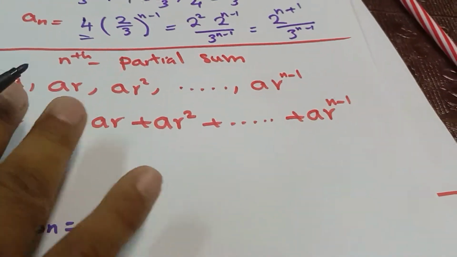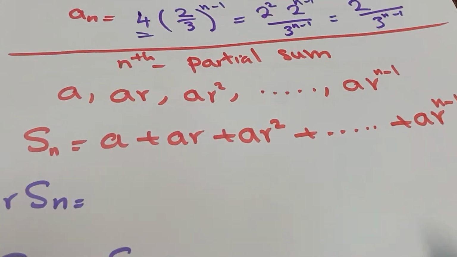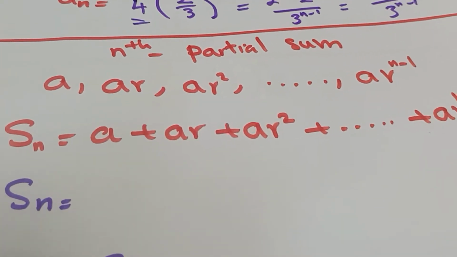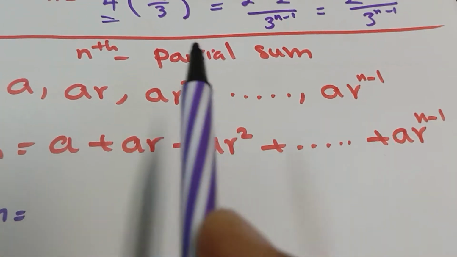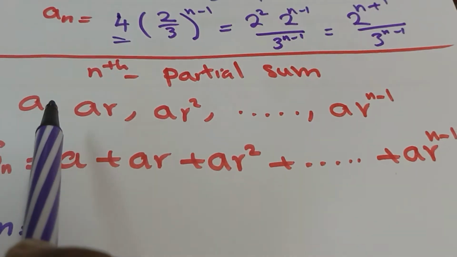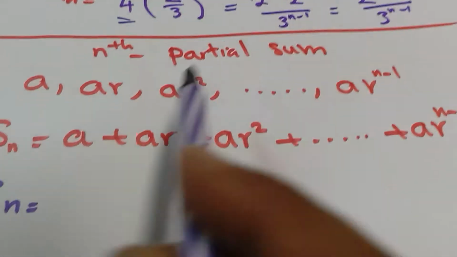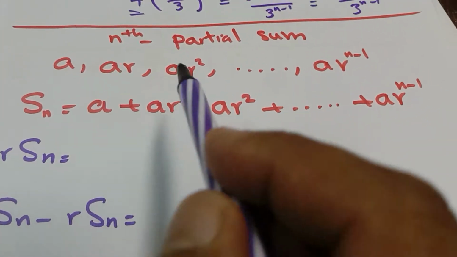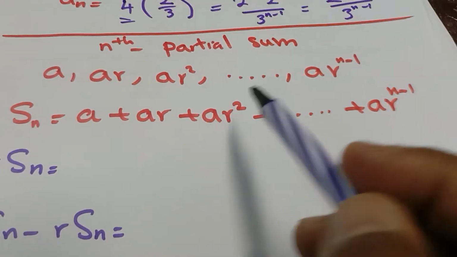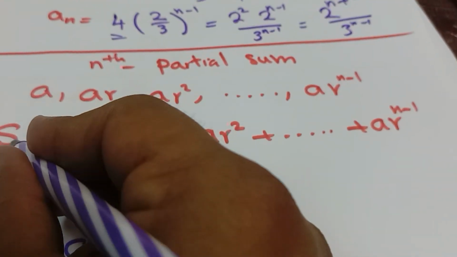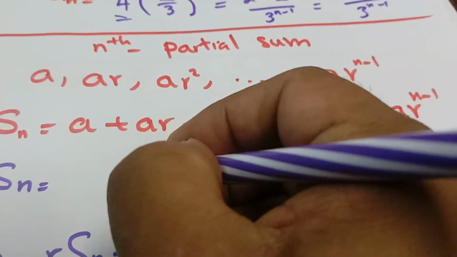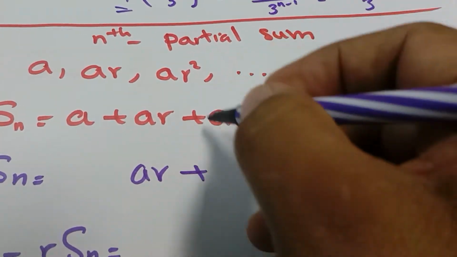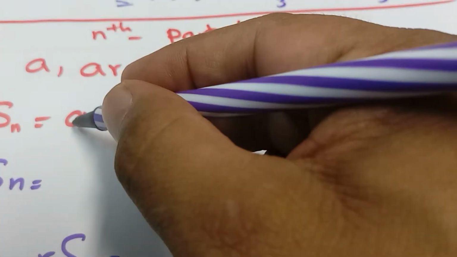The second part, for the geometric, we need just to find the partial sum. We need to add all terms together. So this is my geometric sequence again, and I want to add them. So I want to add a plus ar plus ar squared up to here. Let me multiply this by r. If I multiply a by r, I'll get ar. Then I multiply this term, right?